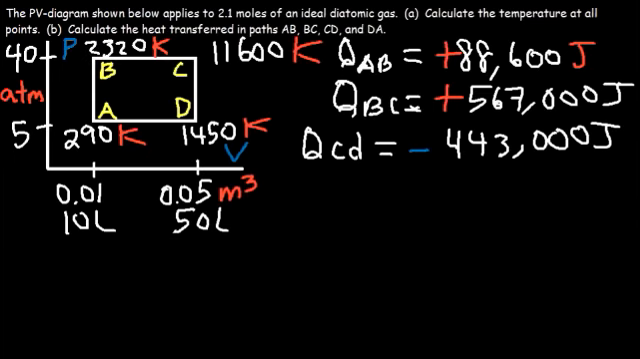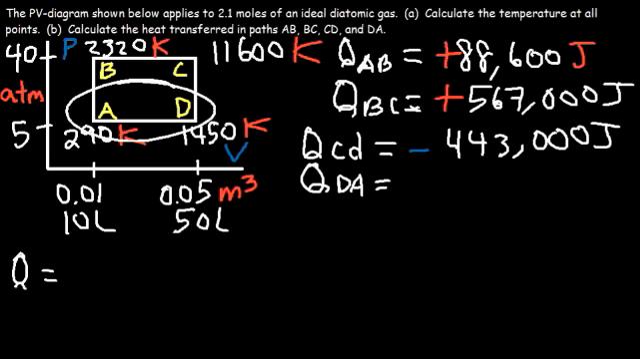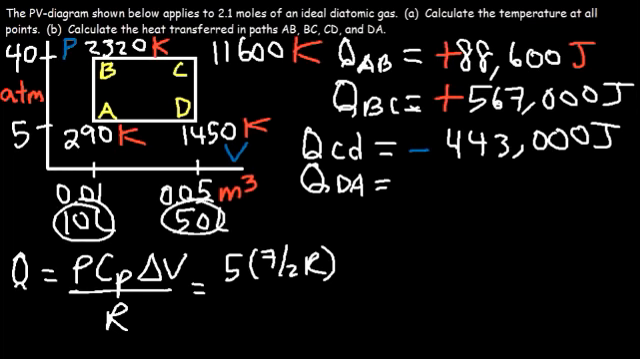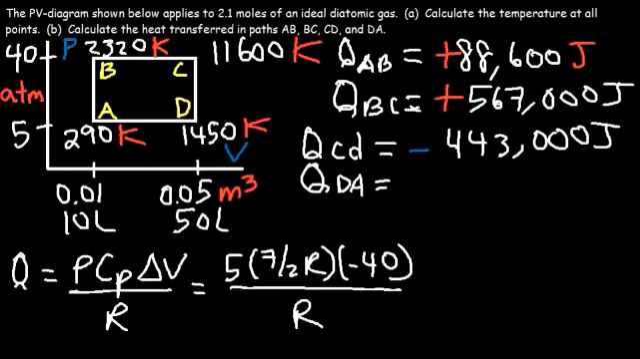Now what about the last part? QDA. So going from D to A, how can we calculate it? So let's use this equation since we have an isobaric process. The pressure is constant. So let's use the equation P Cp delta V divided by R. So the pressure is 5 atm, Cp is 7 over 2 times R, and the change in volume, final minus initial, 10 minus 50, is negative 40. So we can cancel R.